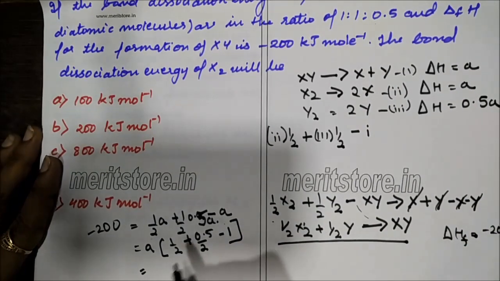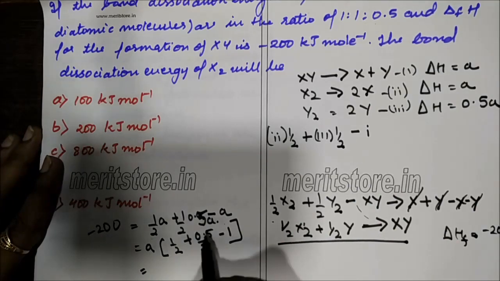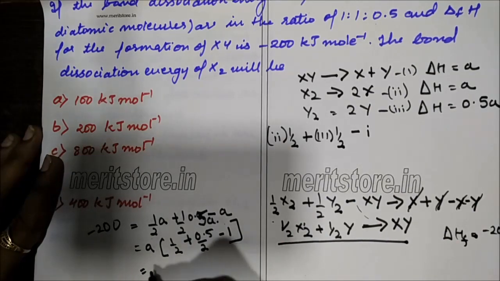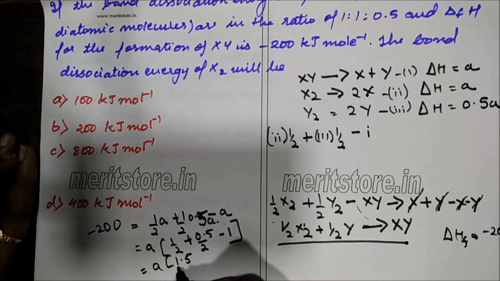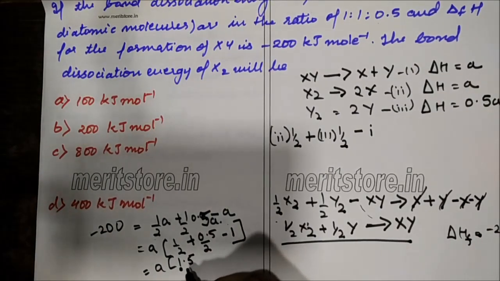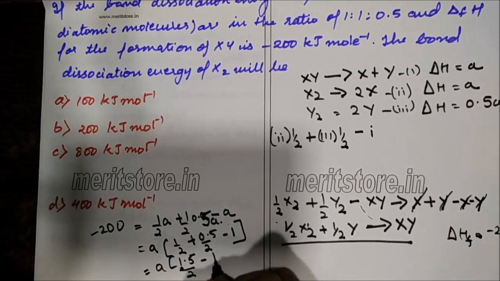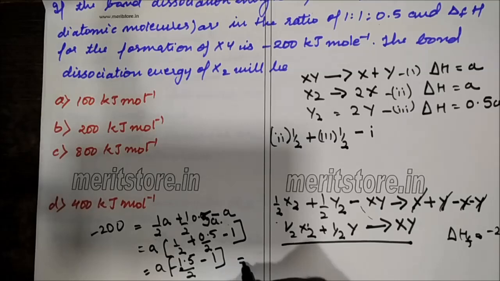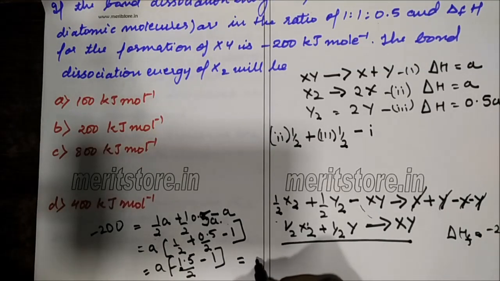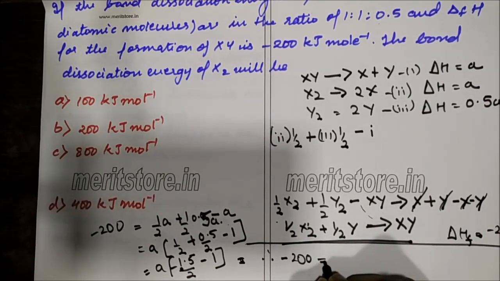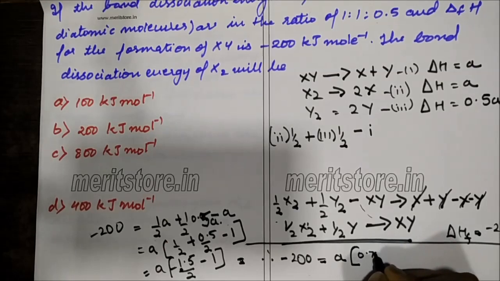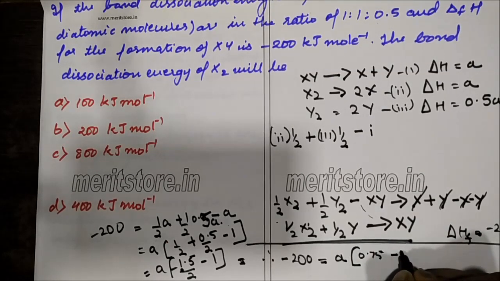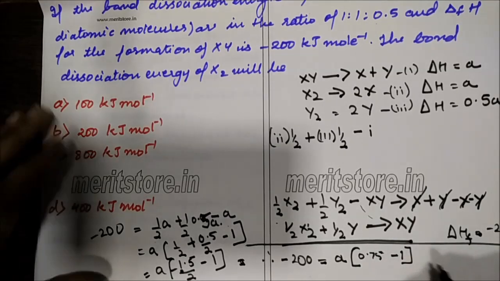Now since the denominator is the same, I can add the numerators. So 1 plus 0.5 is 1.5, so that's 1.5 upon 2 minus 1. Now how much is 1.5 upon 2? 1.5 upon 2 is 0.75. So continuing here, therefore minus 200 is equal to A into 0.75 minus 1.